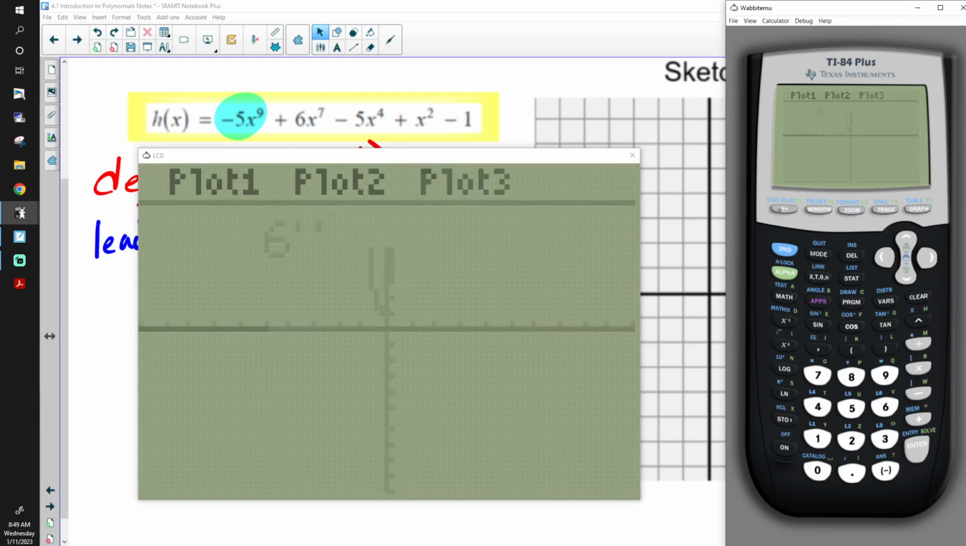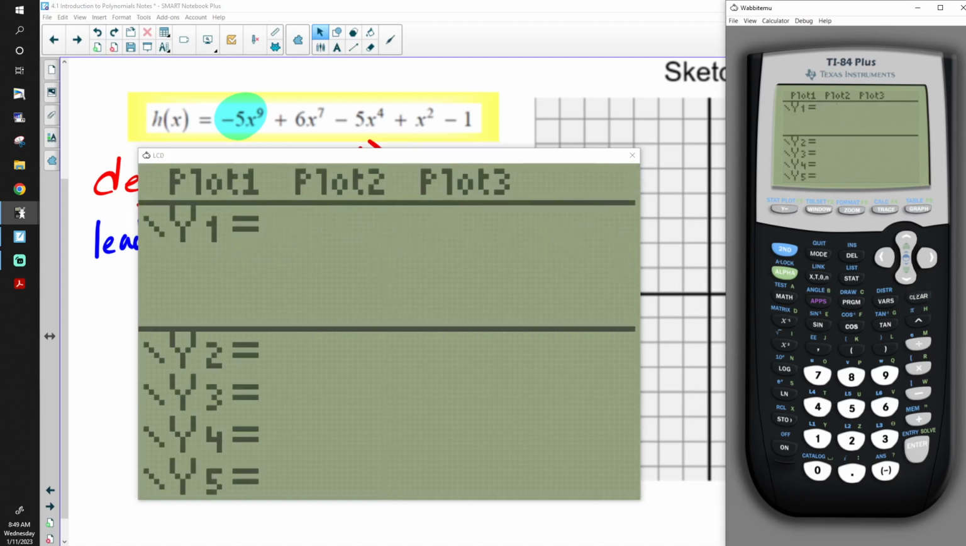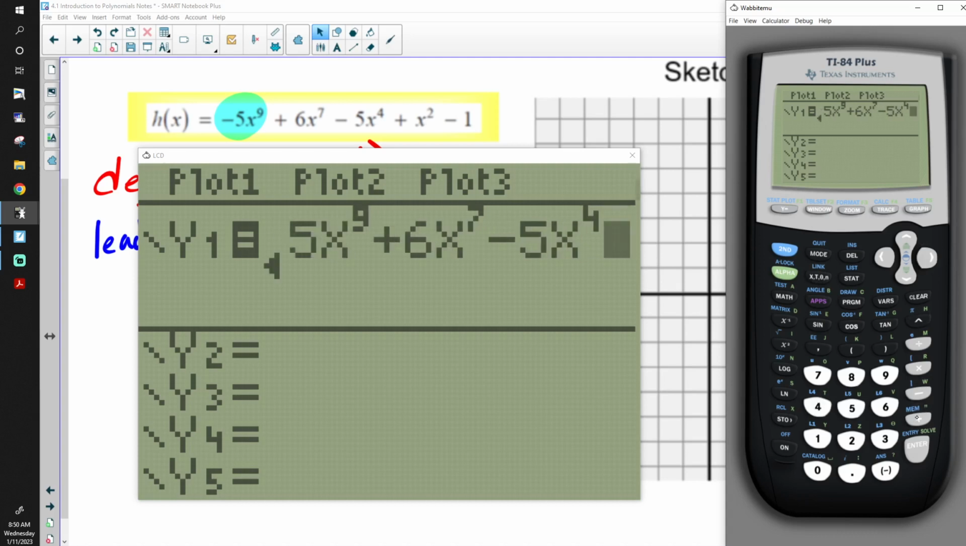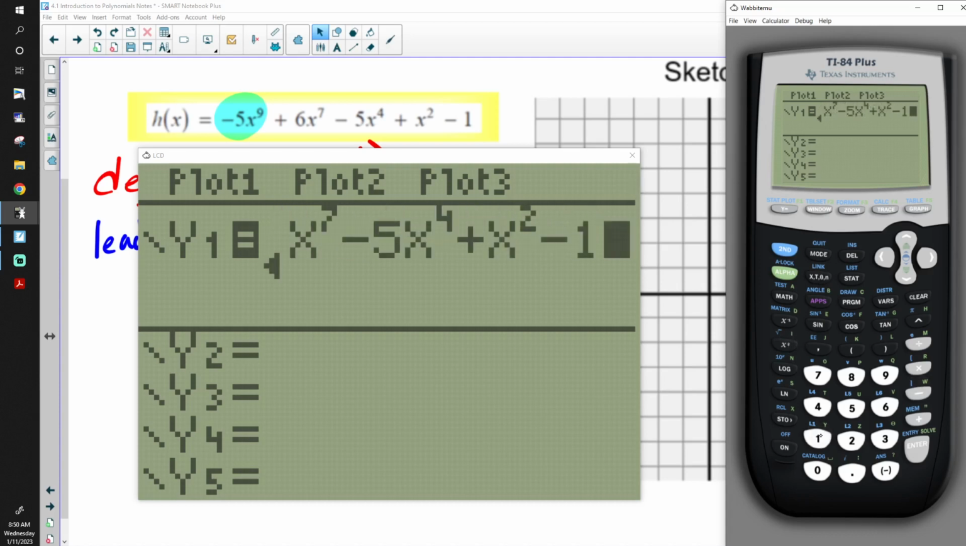Okay. Last time, calculator out. Click on your y equals. Let's type in this long guy. Negative 5x to the power of 9 plus 6x to the power of 7 minus 5x to the 4. Isn't it crazy how long polynomials can get? x squared minus 1. Graph it.